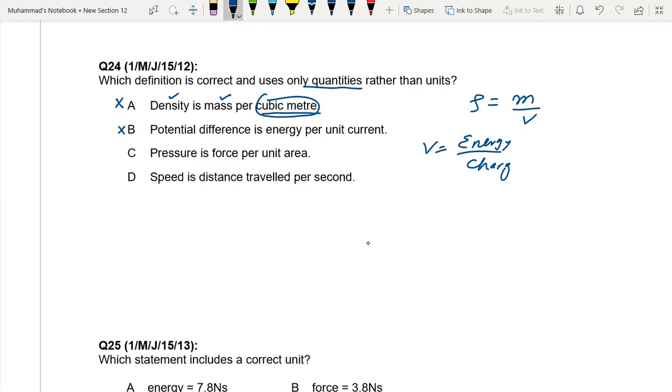Pressure is force per unit area. So C is the correct option. Pressure is defined as force per unit area, and all these three are quantities. Area is a quantity, force is a quantity, pressure is a quantity. Speed is distance traveled per second. You know that speed is distance traveled per unit time, so this second is a unit. So C is the correct option.